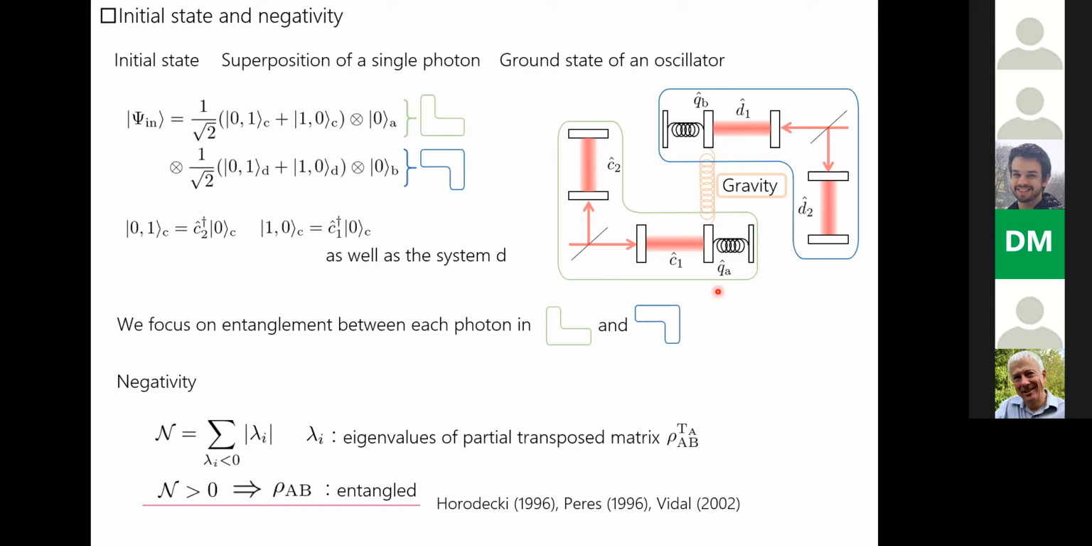The initial state of the oscillator is assumed to be a ground state. We consider the similar state for the blue part. We investigated how quantum entanglement arises between the photons in the green and blue parts. To quantify the entanglement, we use the negativity, which is defined by this equation. It is known that if the negativity takes a non-zero value, then the state is entangled.